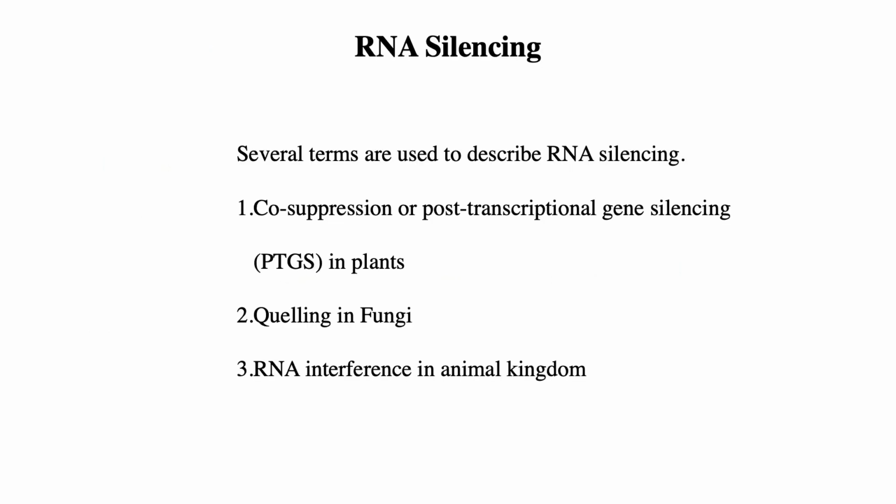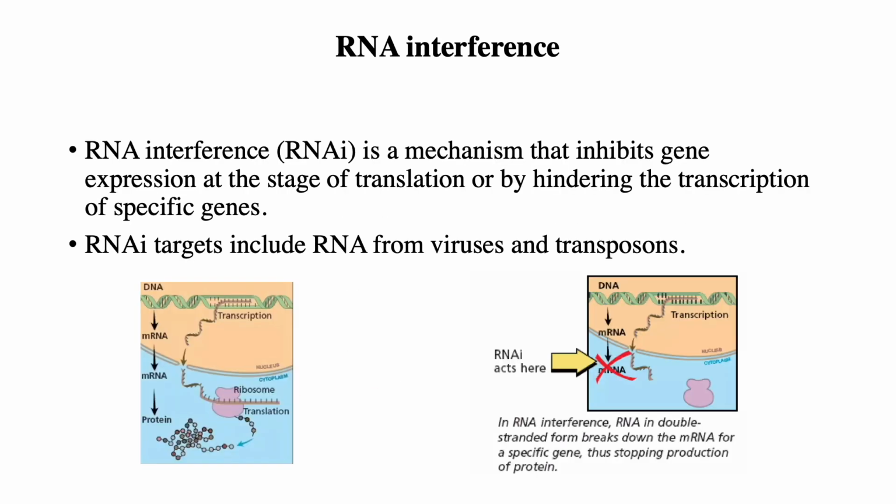So to understand that question, let's look into a mechanism called RNA silencing. Several terms are used to describe RNA silencing. There are three phenotypically different but mechanistically similar phenomena: co-suppression or post-transcriptional gene silencing in plants, which is called PTGS; in fungi it's termed quelling; and in the animal kingdom it's termed RNA interference. So let's look more in detail about RNA interference.